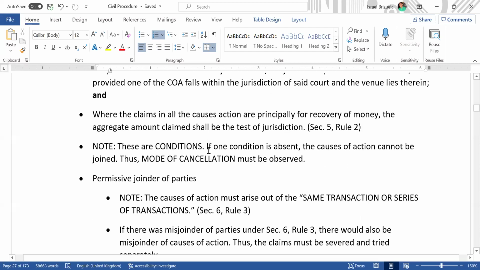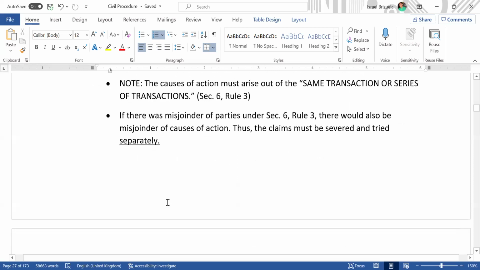Permissive joinder of parties. Note, the causes of action must arise out of the same transaction or series of transactions. Section 6, Rule 3. If there was a misjoinder of the parties in Section 6, Rule 3, there would also be misjoinder of causes of action. Thus, the claims must be severed and tried separately.